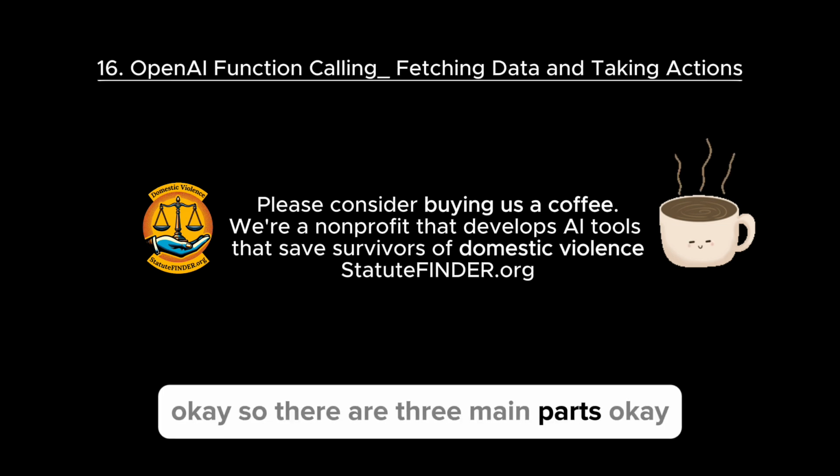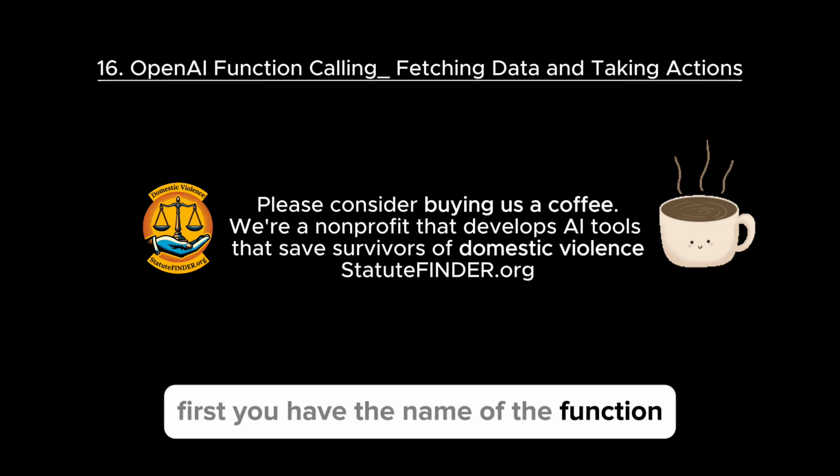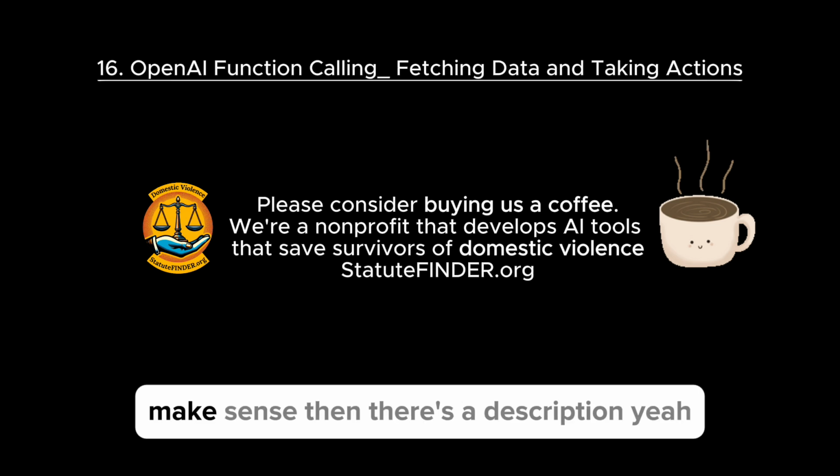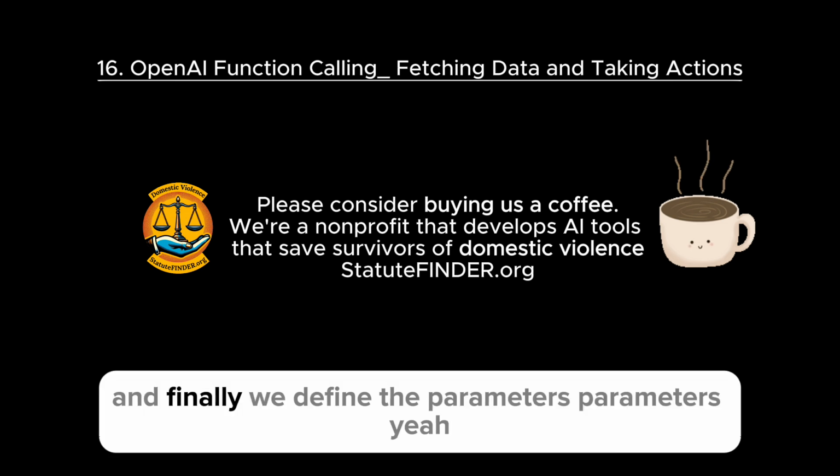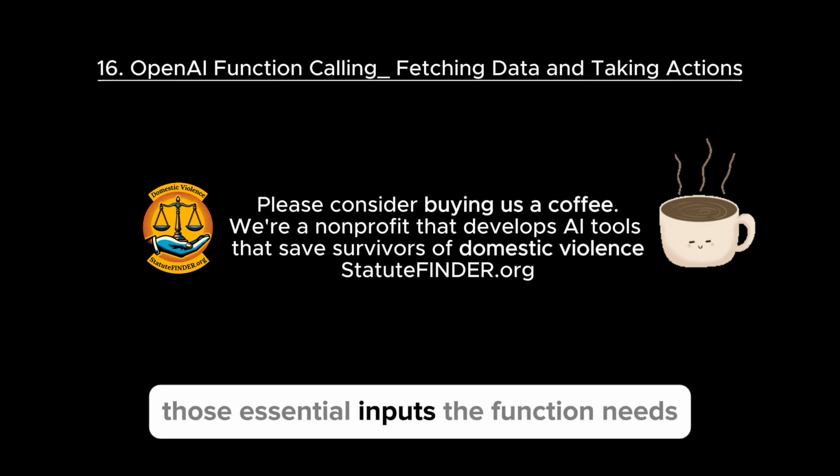There are 3 main parts. First, you have the name of the function, which is pretty straightforward. Makes sense. Then there's a description, which helps the AI understand what the function does and when to use it. And finally, we define the parameters. Parameters, those essential inputs the function needs.